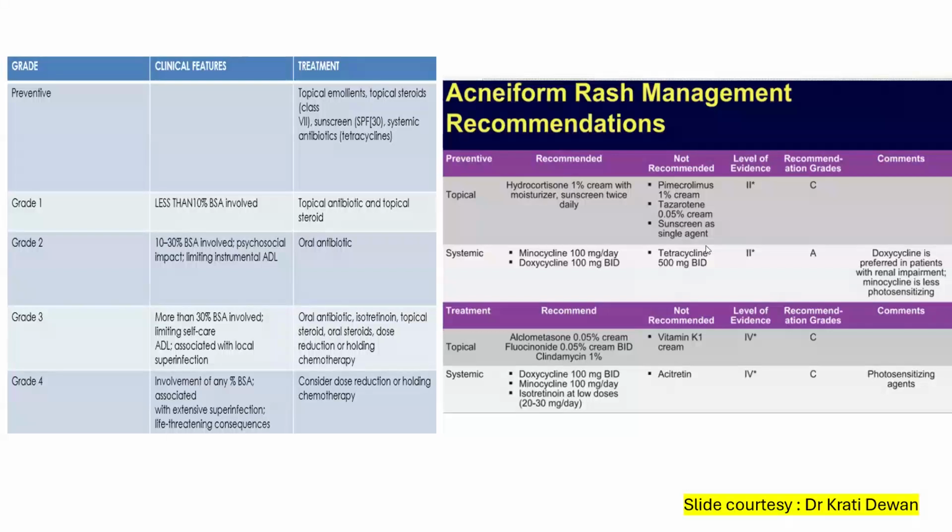If the patient has grade 1, that is less than 10% of the BSA involved, then we start with topical antibiotics or a topical steroid. From grade 2 onwards, we start with oral antibiotics. Grade 2 is 10 to 30% of the BSA involved. In grade 3 and grade 4, we need to hold the drug, or we need to reduce the dose of the drug.